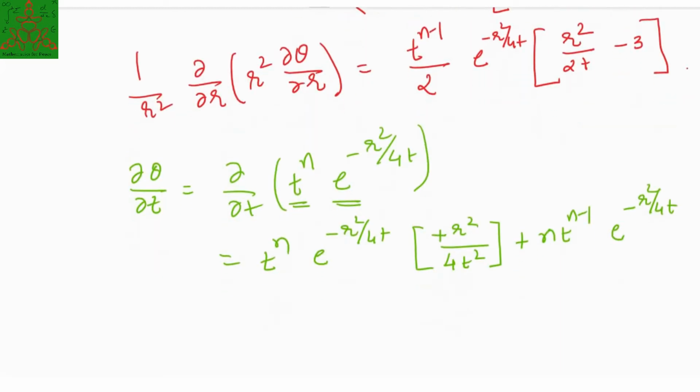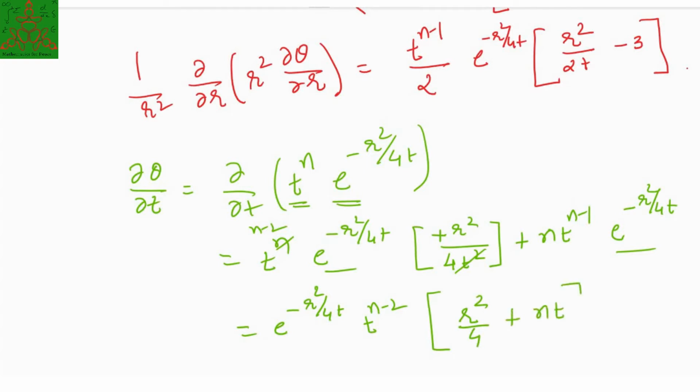Here also, you just observe that e power minus r square upon 4t is common out from these two quantities, and t power n minus 2 is actually common because this t square will cancel with this and it will become t power n minus 2. So t power n minus 2 is common out. What is left inside? Here the r square by 4 is left, plus here it will be left with nt.